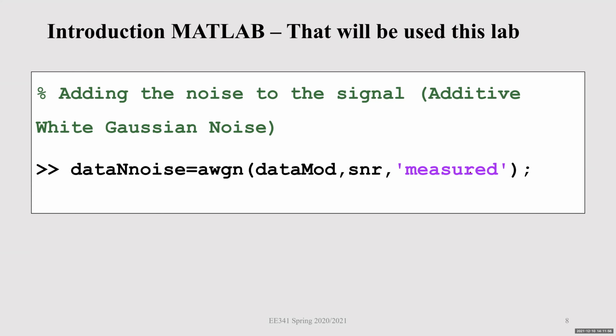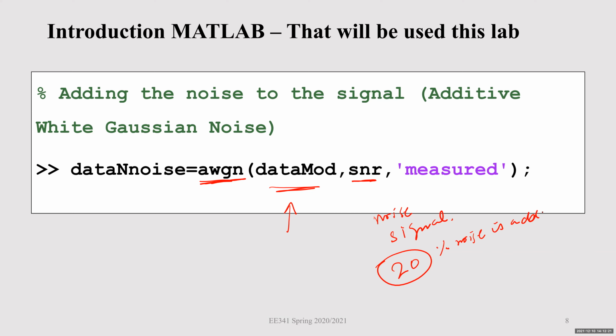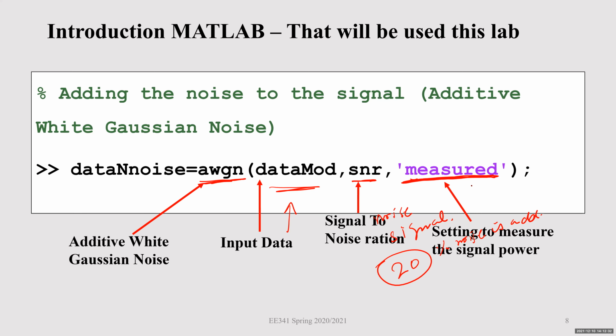One thing about adding noise: we will add noise by AWGN. This is the command. Data mod is your signal. Then this is the signal to noise ratio, meaning how much is noise and how much is your signal. If it is 20, then it means 20% noise is added. Then measured will give the signal power before adding the noise.